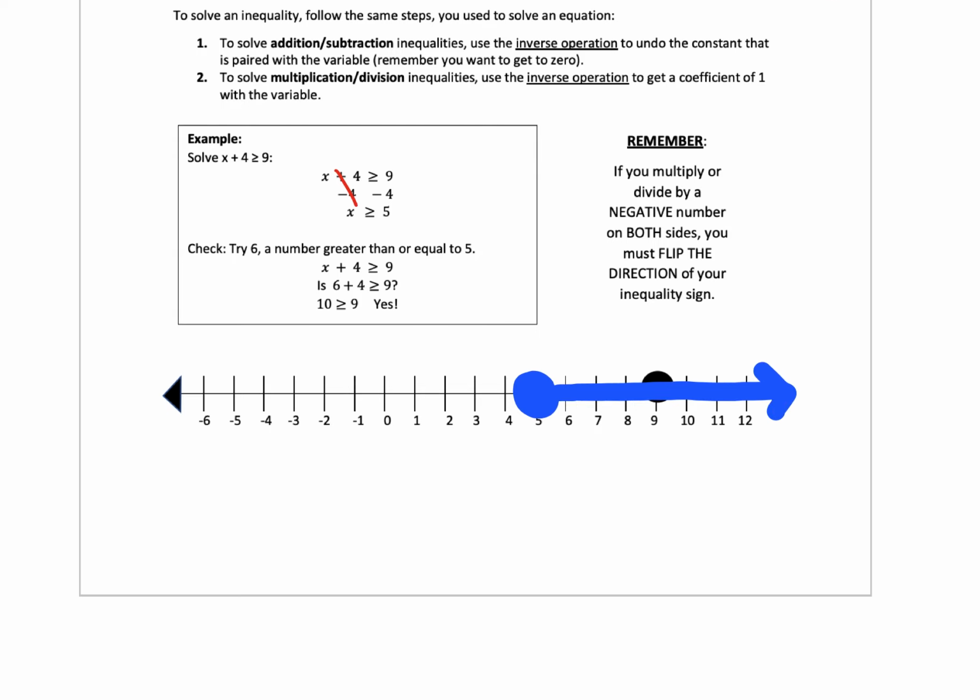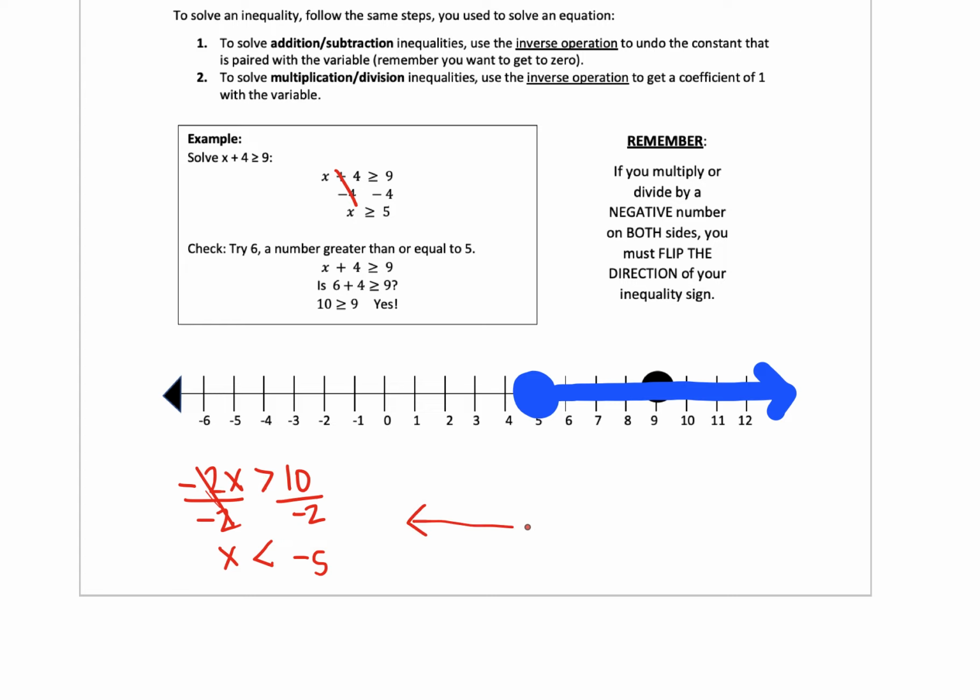Now, just to do a quick practice with a negative, we could have negative 2x is greater than 10. If I'm solving this inequality, I would divide both sides by a negative. If you divide or multiply both sides by a negative, you must flip the sign of your inequality. So when I do this, I get x is less than negative 5. Notice that I had to flip the direction that my inequality was facing.